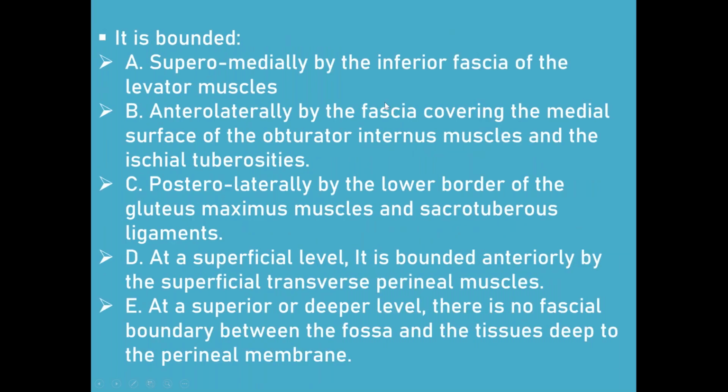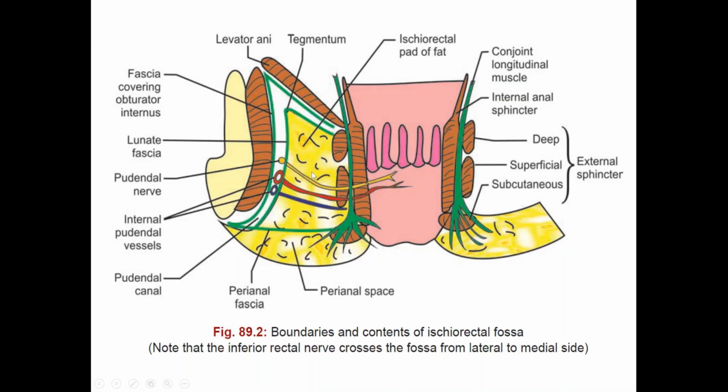So what about the boundaries? It is bounded superomedially by the inferior fascia of the levator ani muscle, anterolaterally by the fascia covering the medial surface of the obturator internus muscle and the ischial tuberosity, and posterolaterally by the lower border of the gluteus maximus muscle and the sacrotuberous ligament. So these are the boundaries of the ischiorectal fossa. So this is the ischiorectal fossa.